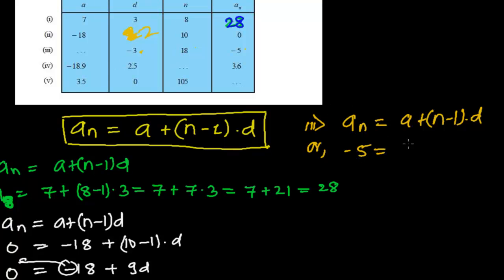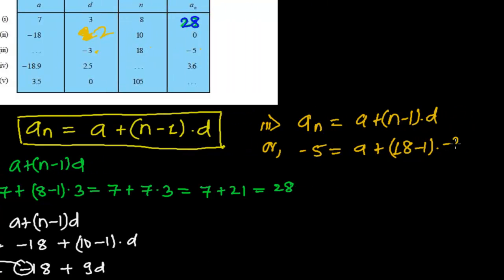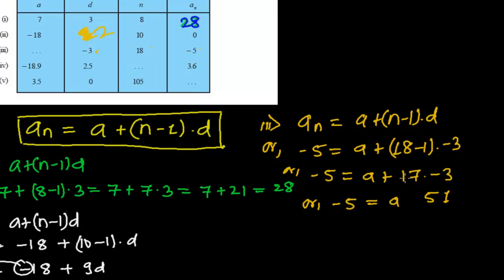First term we don't know, and we know that the 18th term is minus 5. So a plus 18 minus 1 times the common difference, and the common difference is negative 3. I'm just solving this. Minus 5 equals a plus 18 minus 1, that is 17 times minus 3, so minus 5 equals a minus 51, since 17 3s are 51. So this 51 will go to this side, therefore minus 5 plus 51 equals a.